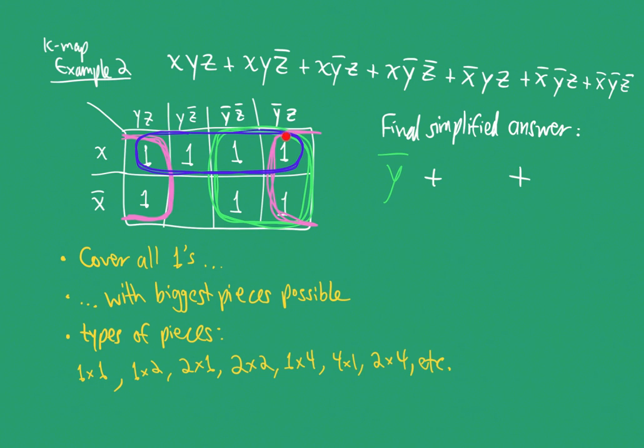Now this wraparound 2 by 2, let's see what's going on there. We also, in this case, have X or not X, which means X does not need to appear in the final min term. And then comparing these column headings, we have Y or not Y. So all we care about that's left is Z.